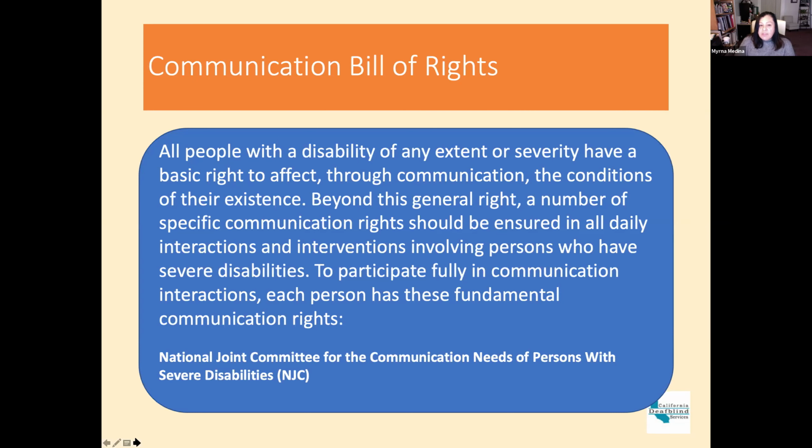It says, all people with a disability of any extent or severity have a basic right to affect, through communication, the conditions of their existence. Beyond this general right, a number of specific communication rights should be ensured in daily interactions and interventions involving persons who have severe disabilities. To participate fully in communication interactions, each person has these fundamental communication rights, and it has a whole list. So please go ahead and read that when you have time. And I'm sure Kayla or Brian already posted it in the chat.